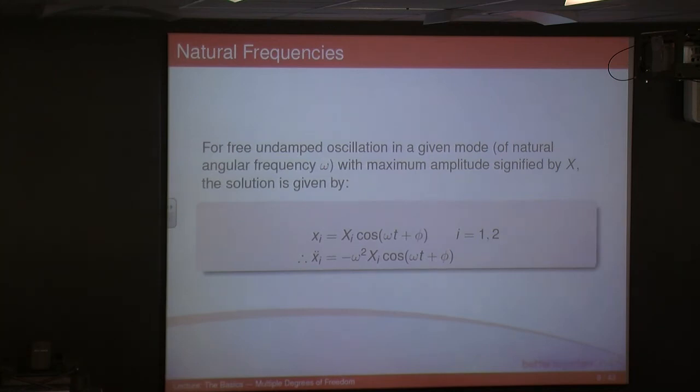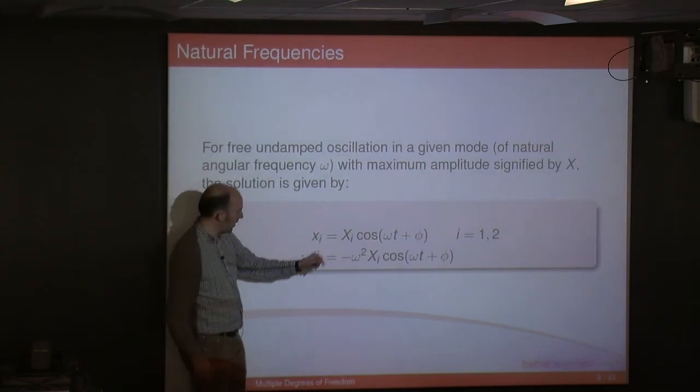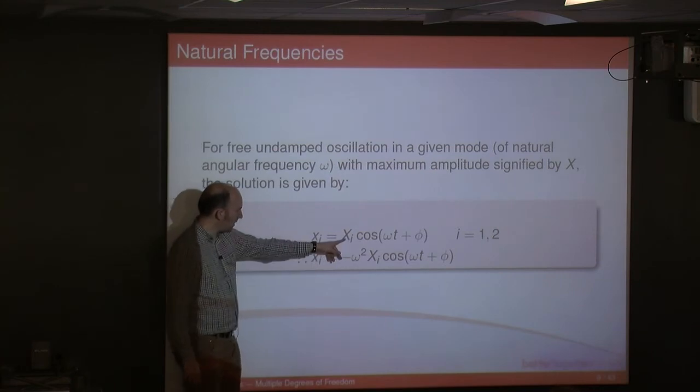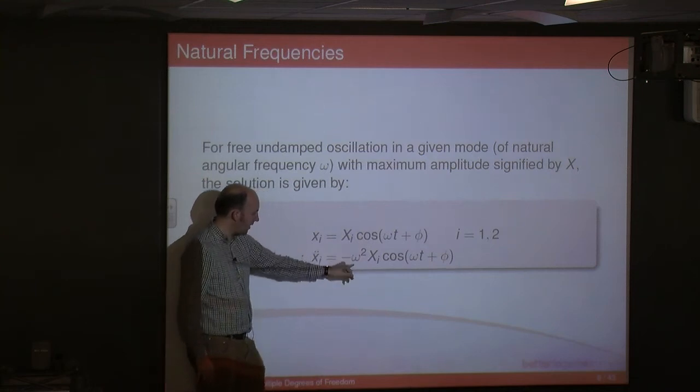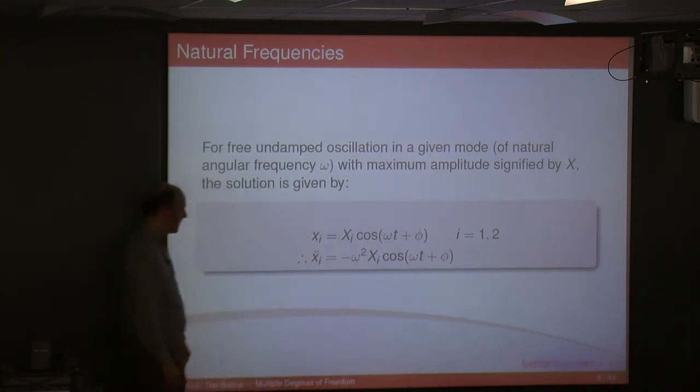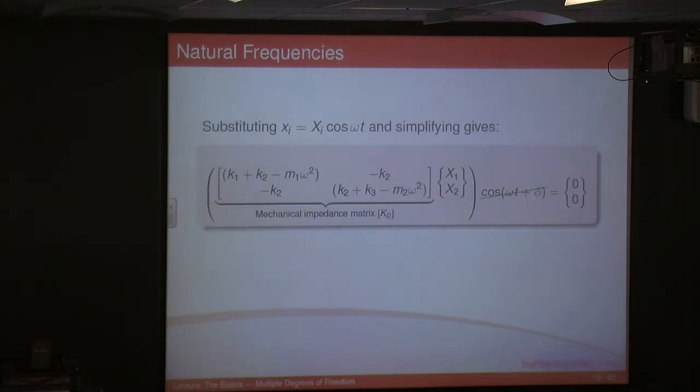And so what we do is we make the substitution, where i equals 1 or 2, and obviously you take the second derivative of this with respect to time, and you get a minus omega squared come out, and you have the same term over here. And so we'll do that substitution.